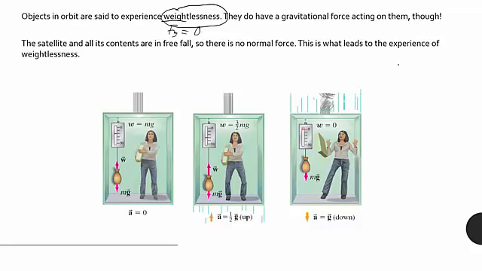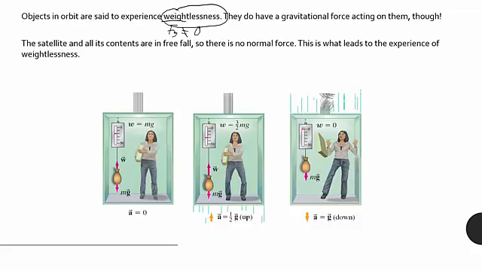It's just that as they fall, they also have a tangential velocity, so they don't collide with Earth. So they are in free fall, but there is still a gravitational force acting on them. So technically they're not weightless. And you can kind of see how a similar situation would occur in an elevator.